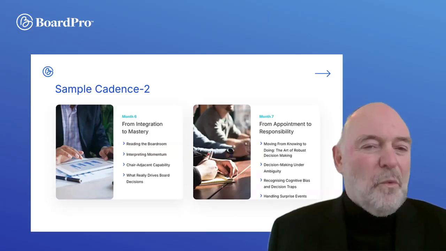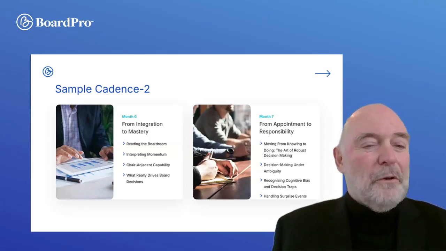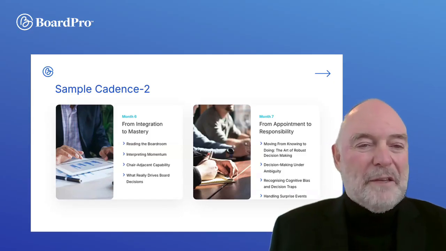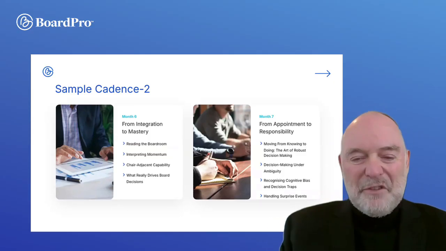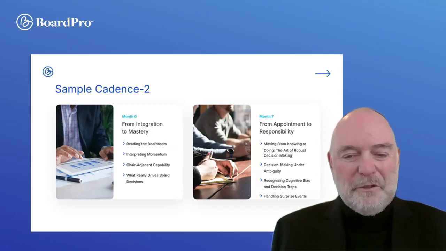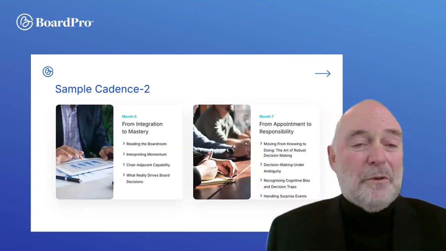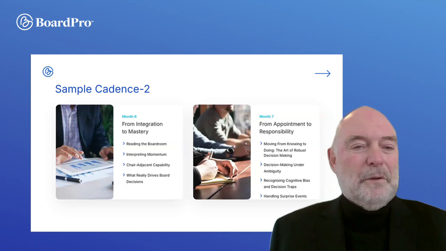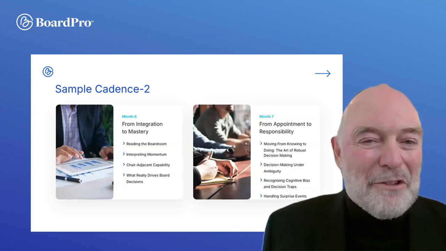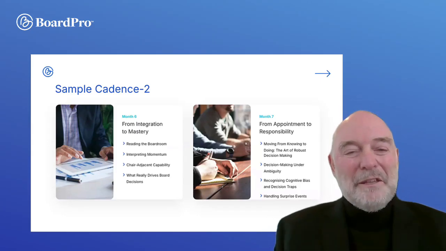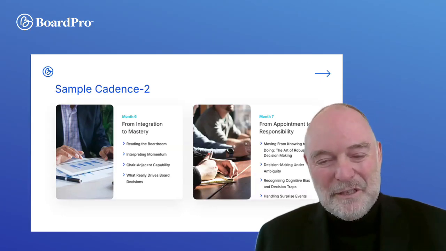There is no reason why a new director who has not been on a board cannot be a high-performing director, given the support during that first 12 months. And then month 7 could be appointment to responsibility. So decision-making under ambiguity. How many times have you seen people insisting on more information, more information, more information? There's not more information. This is what we've got. So how do we make decisions under those sort of circumstances?